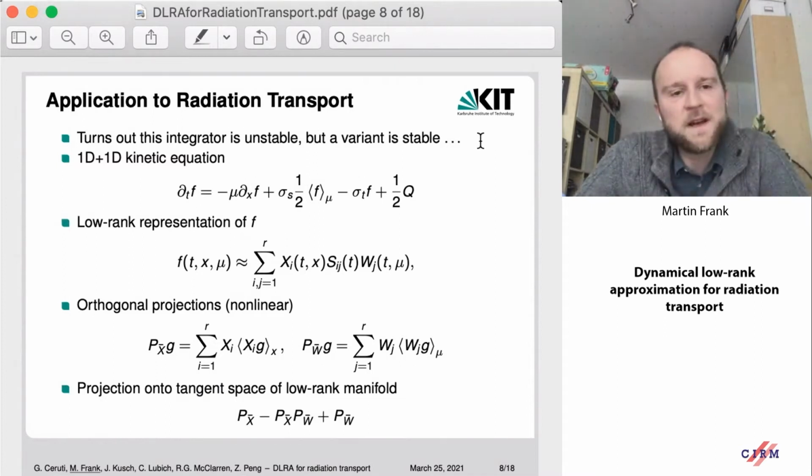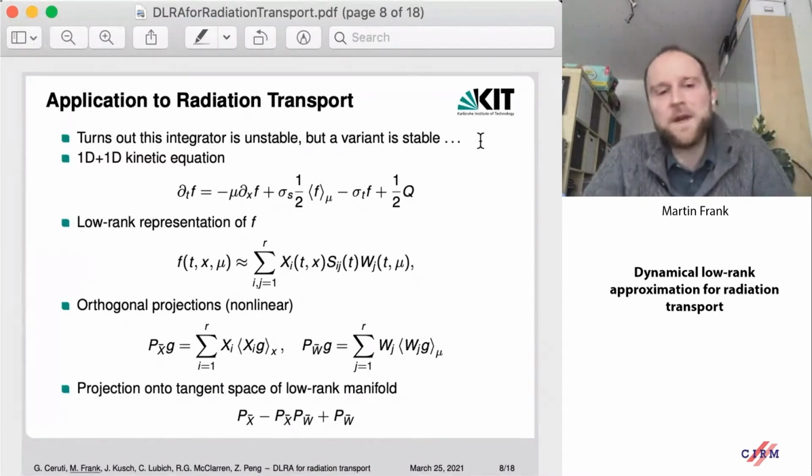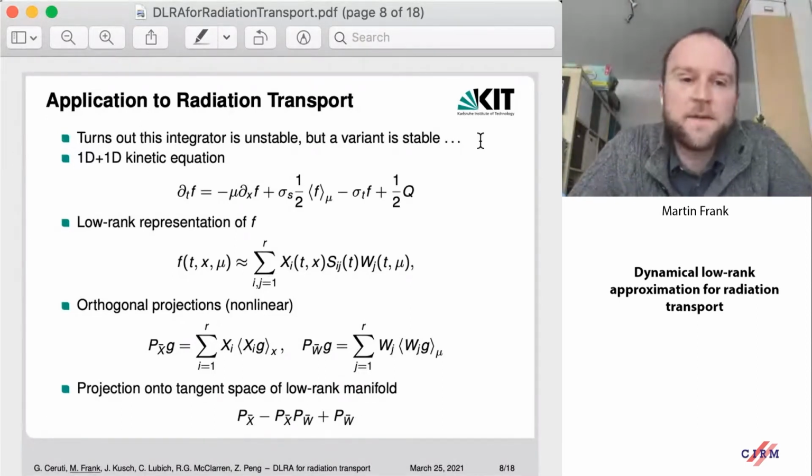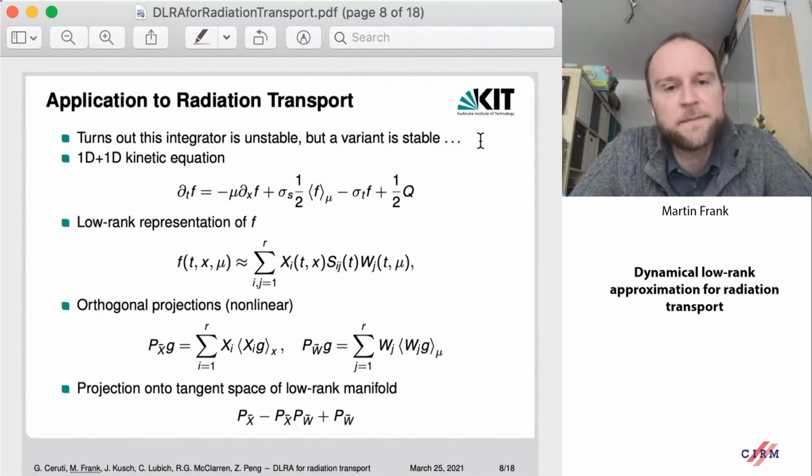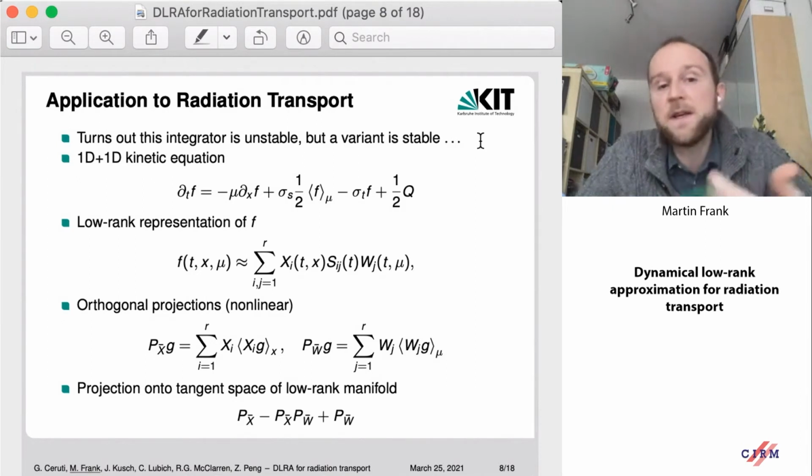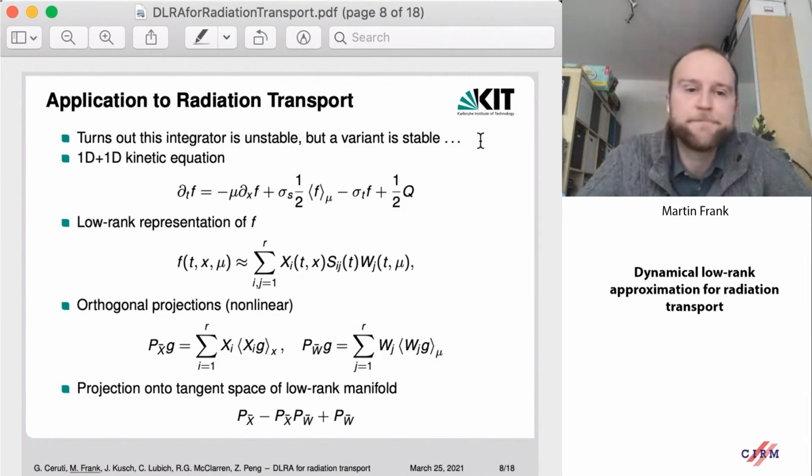So it looks nice, but it turns out that this integrator is unstable. But there is actually a variant of this that is stable. This has been investigated in the ODE community for a while. I'm just going to write down this variant of the integrator for you so that you see how the algorithm looks.